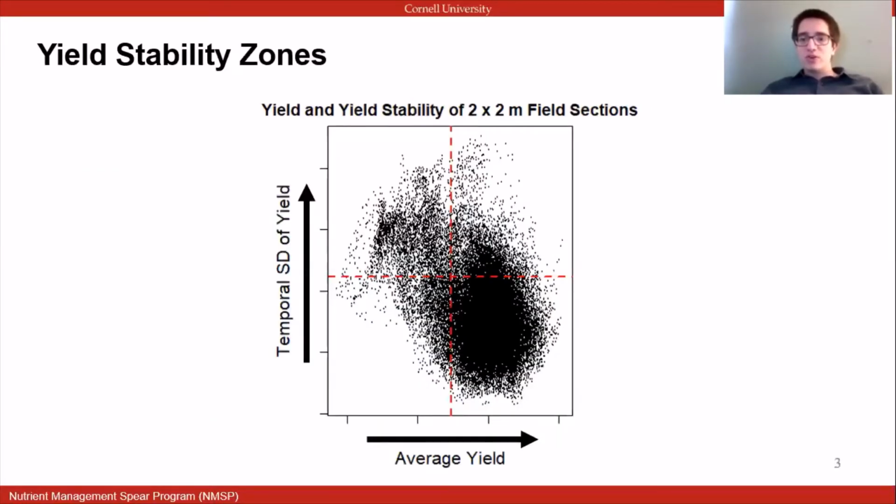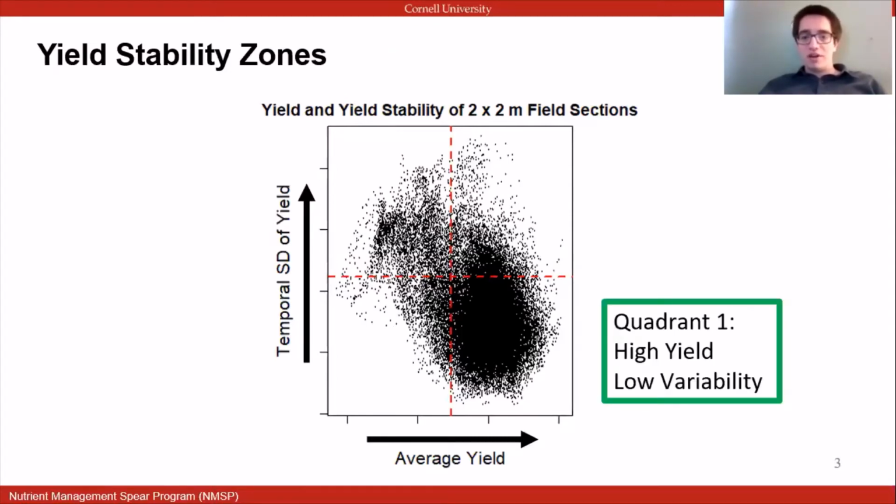To do this, we created yield stability-based management zones for a local dairy farm. Yield stability zones use yield monitor data to categorize every 2 by 2 meter field section on the farm by both their historic yield above or below the farm average, as well as their year-to-year variability of corn yield, also above or below the farm average. This gives us 4 categories or quadrants.